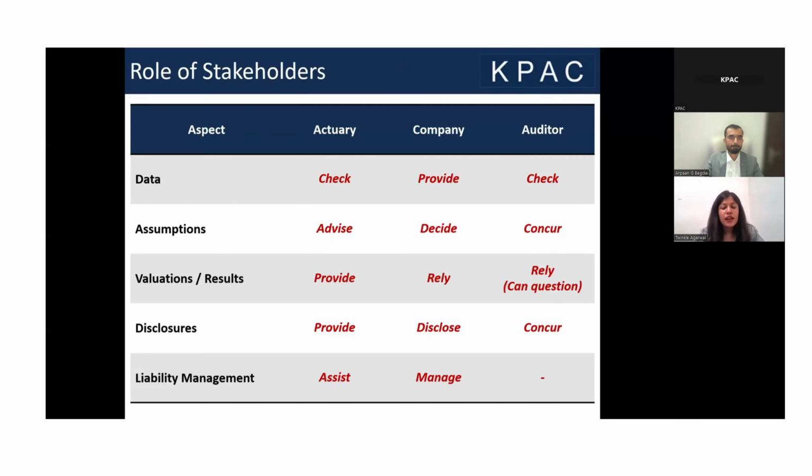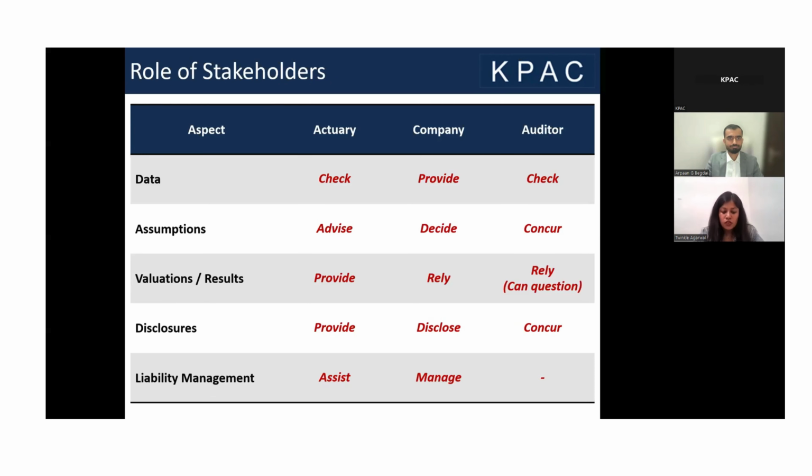Now, actuarial valuations involve multiple stakeholders, each playing a distinct role to ensure actuarial financial reporting, compliance, and liability management. In this slide, we have summarized the roles for all of them. So the first is the data. Data is generally provided to us by the company. The actuary and the auditors can check the accuracy of the data.